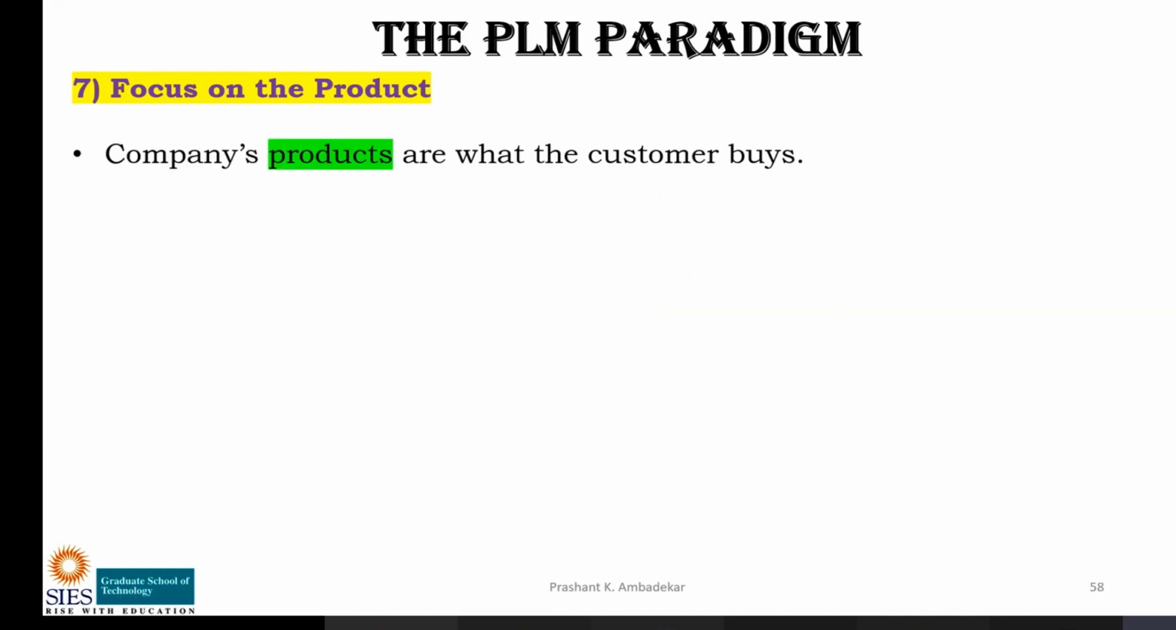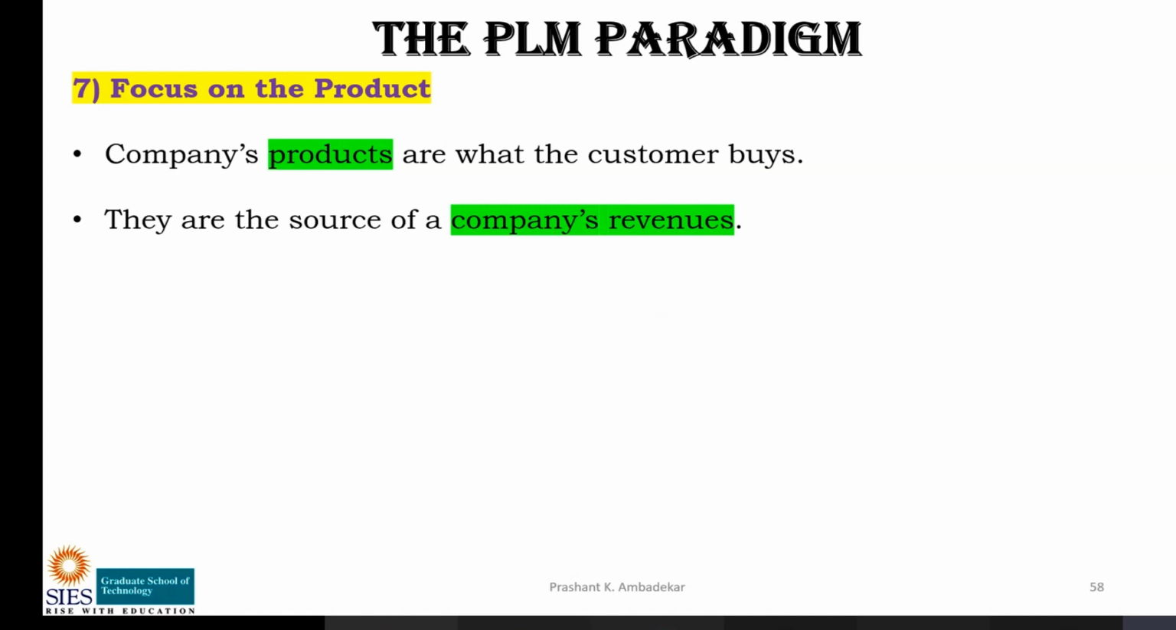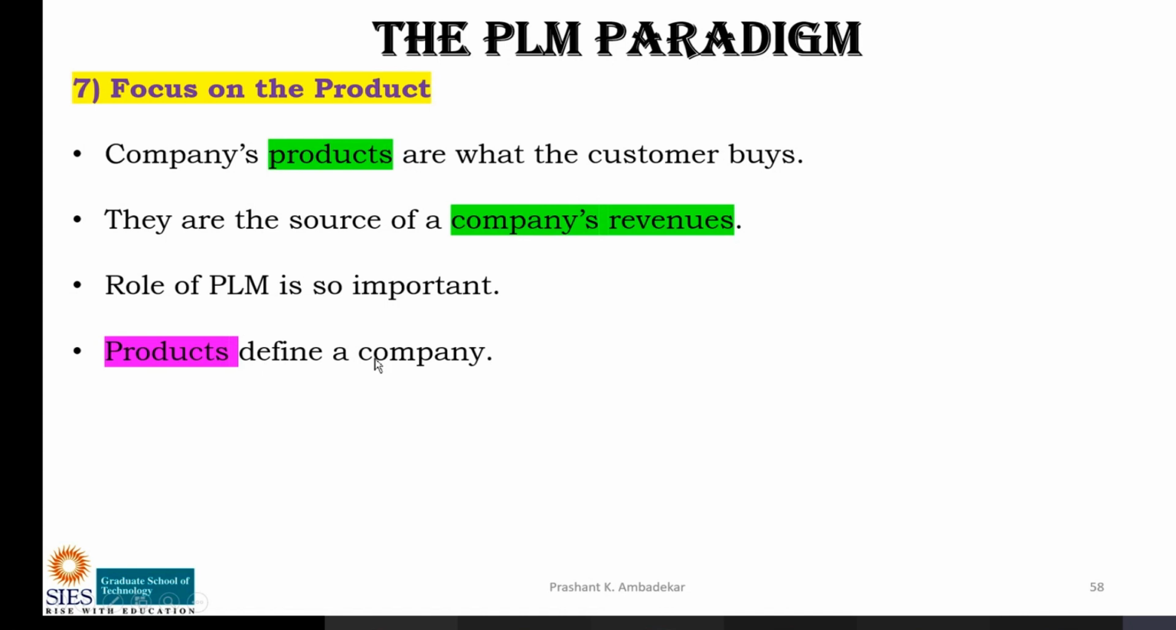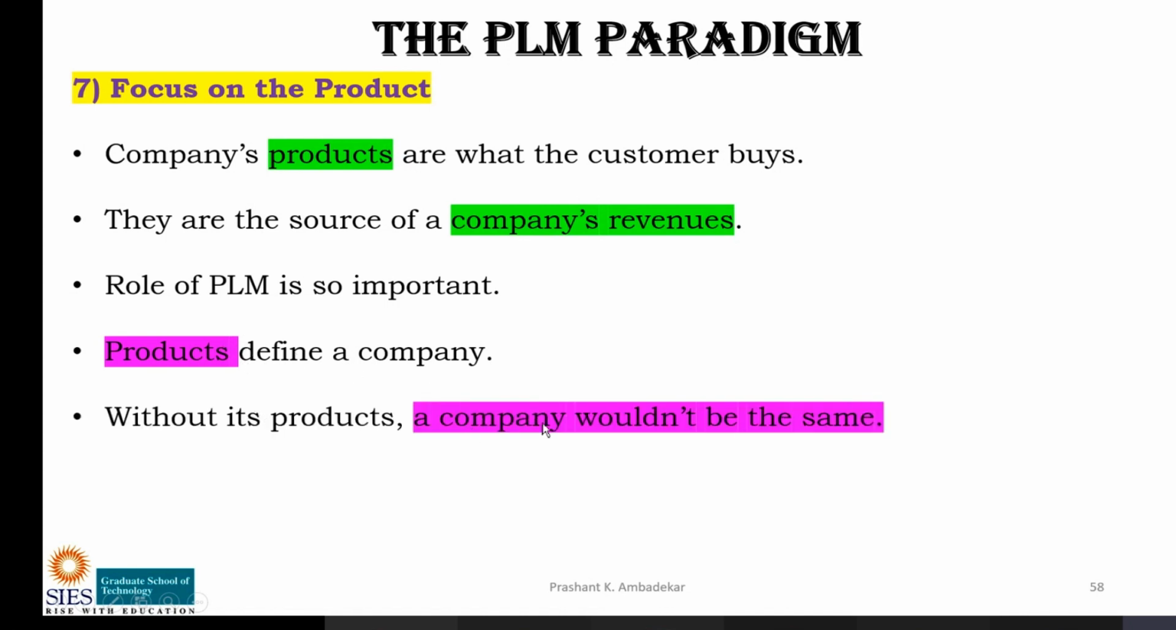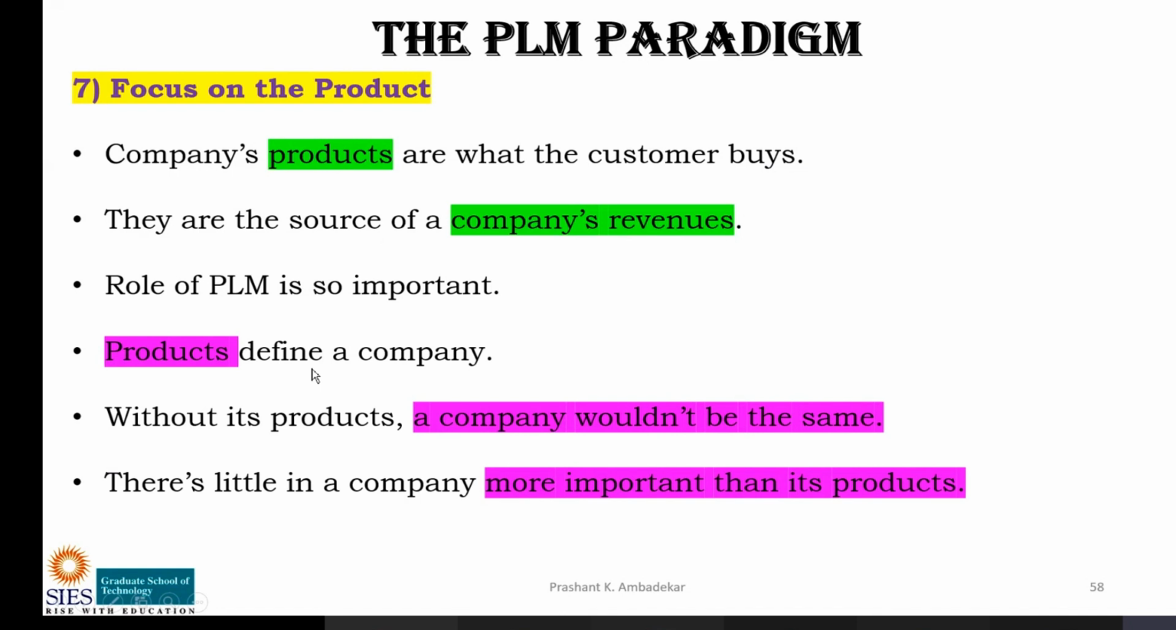Companies' products are what the customers buy. They are the source of the company's revenue. Company gets revenue from what? From the sales of what? Product. The role of PLM is really important here. Product defines a company. Again I am telling, it's all about the product. Without its product, the company's name wouldn't be there. If there is a product which is not selling in the market, then the company to which it belongs will not have a good name. But if the product is good, the company will really have a good name.